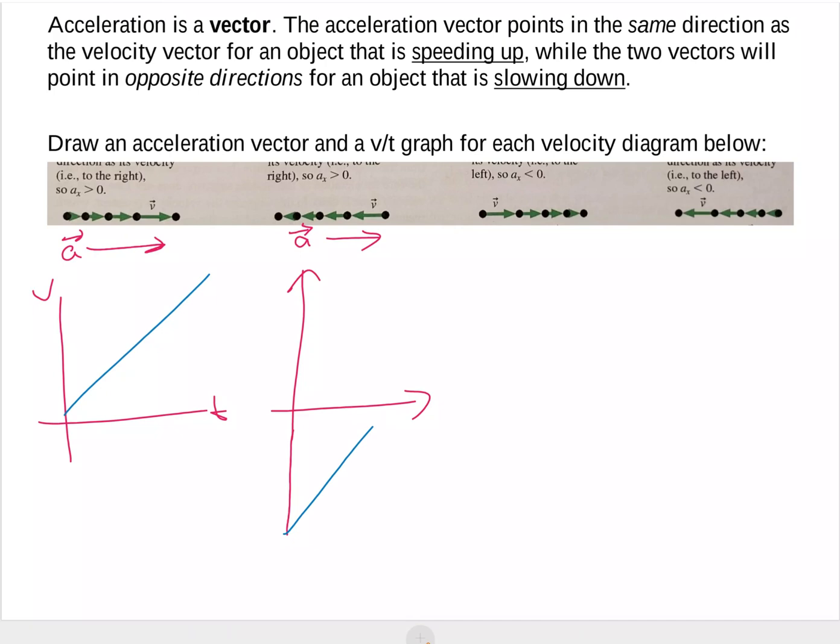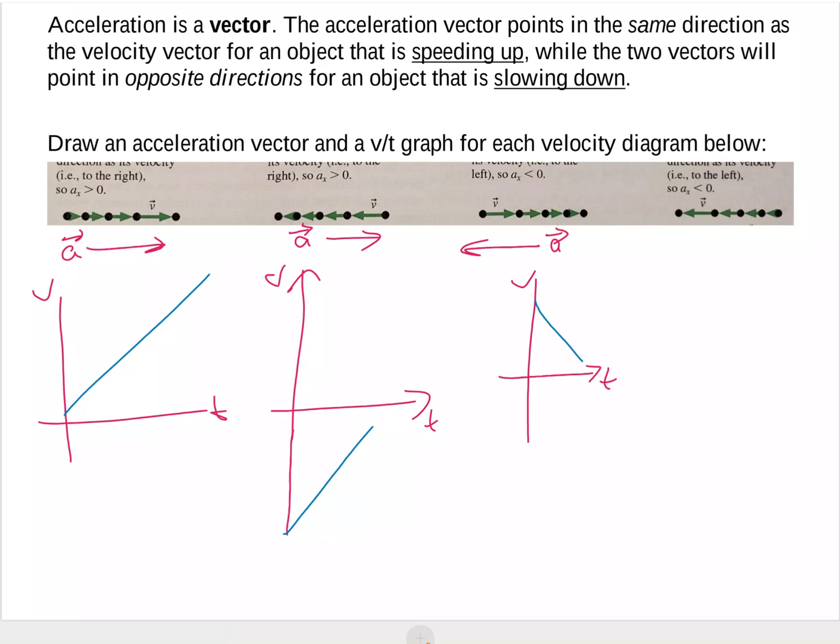Slowing down. First of all, the velocity vector is pointing to the right, so my velocity is positive, and we are slowing down. So our acceleration has to go negative. Which way is negative? Left. Now we can draw the velocity versus time graph. I forgot to label this one. What does it look like? It'll start top left and go down. Yes, it starts high because we had a big velocity to begin with, and then it goes towards zero.